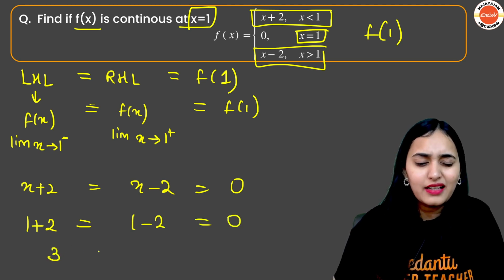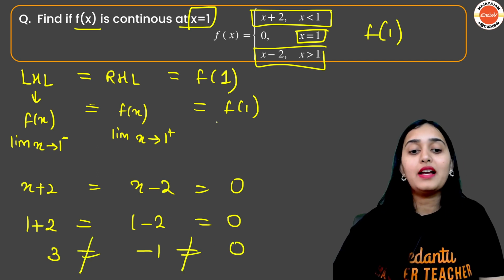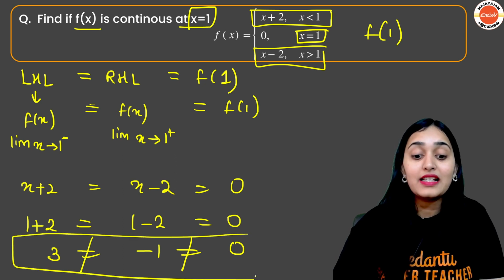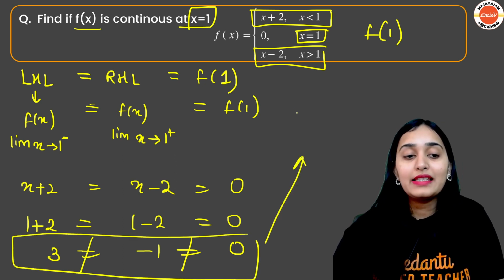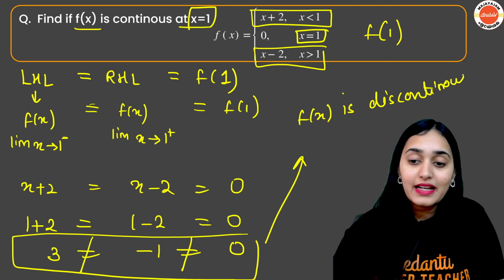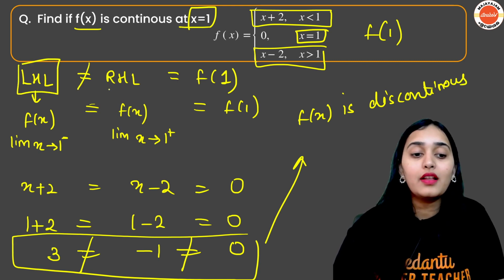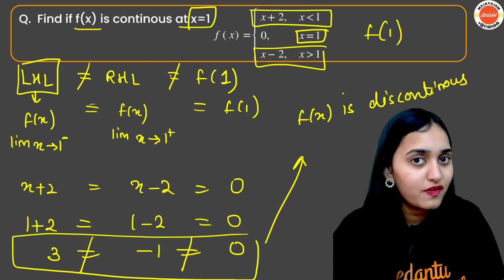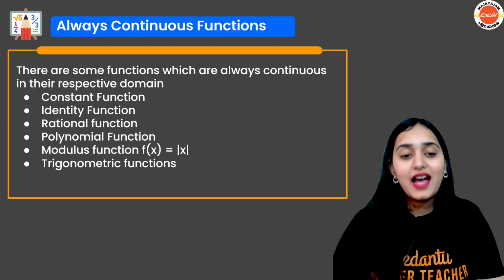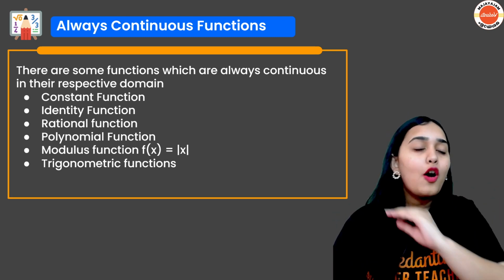1 plus 2 is 3. 1 minus 2 is minus 1, and this is 0. Neither is this equal, nor is this equal. So we say that f of x is discontinuous. It is not continuous. Why is it not continuous? Because the left hand limit is not equal to the right hand limit, and not equal to f of 1. Okay, understood?